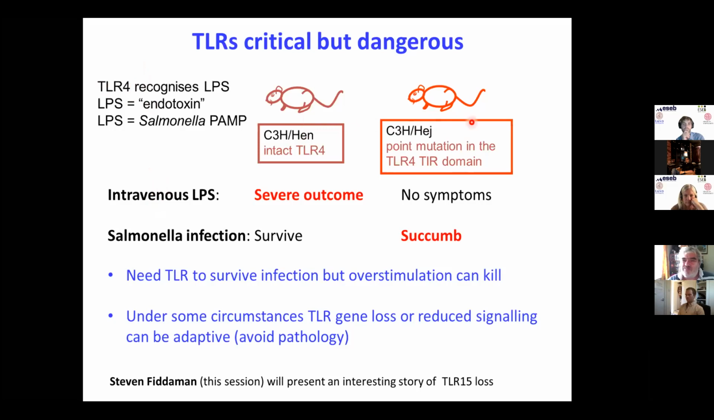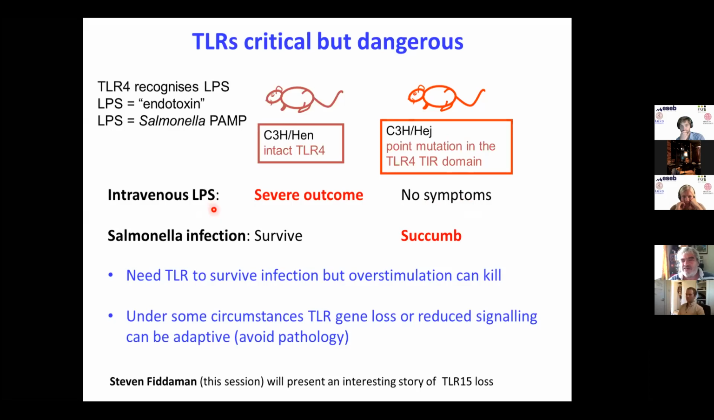The example I picked here is two inbred mouse strains, on C3H backgrounds, the HeN strain and the HeJ strain. The HeJ strain is quite famous because it has a point mutation in the signaling domain of TLR4, and it doesn't work. So if you intravenously inject LPS into these animals, the intact individuals have a really severe outcome. They get very sick and essentially die, whereas the C3H/HeJ mouse just runs around as if nothing's happened because it doesn't experience the endotoxic shock.